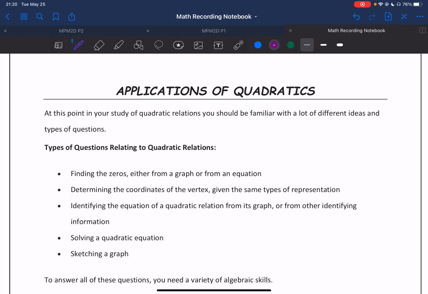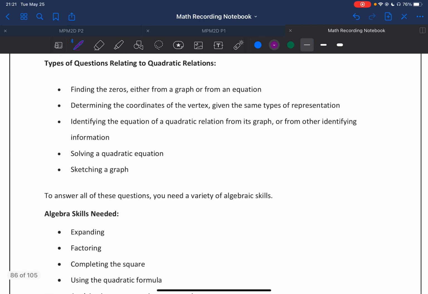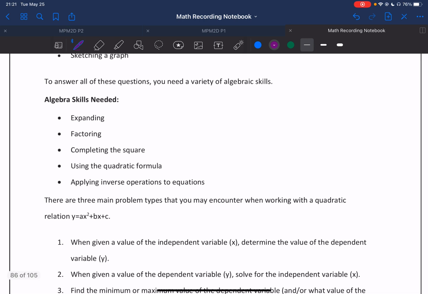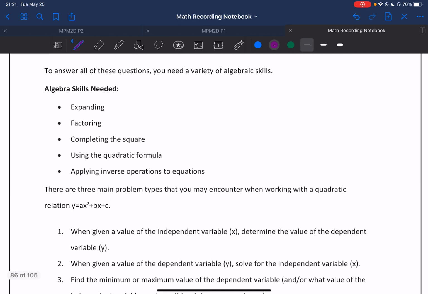So types of questions that you're going to find relating to quadratic relations are finding zeros, either from a graph or an equation. You're going to be determining coordinates of the vertex, identifying the equation of a quadratic relation from its graph, and solving quadratic equations and sketching graphs.